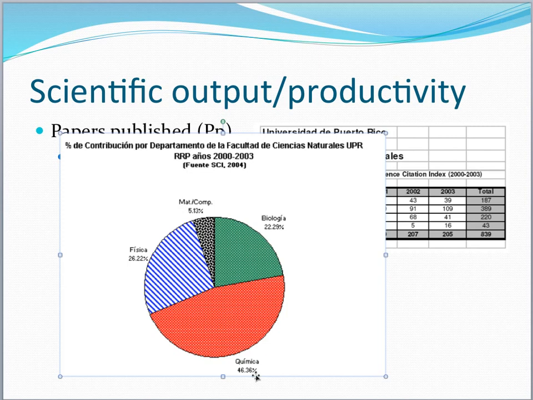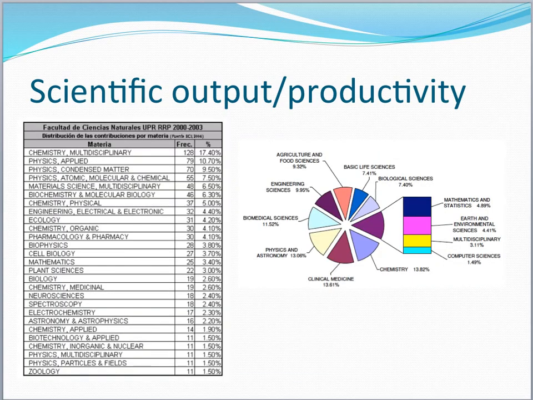In this case, for example, we have scientific output by department. So the unit of analysis is not the individual scientist, but a college within a university, in this case the Natural Science College, and within the college, every department: math and computer science, biology, chemistry, and physics. So this is one example of scientific output and productivity. Let me go to the next slide here.